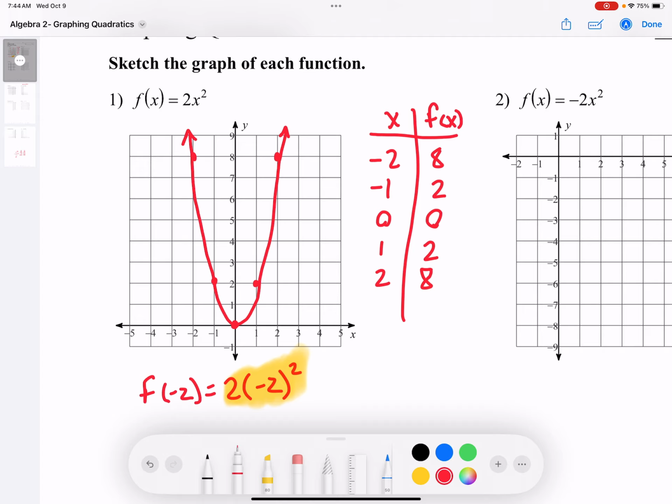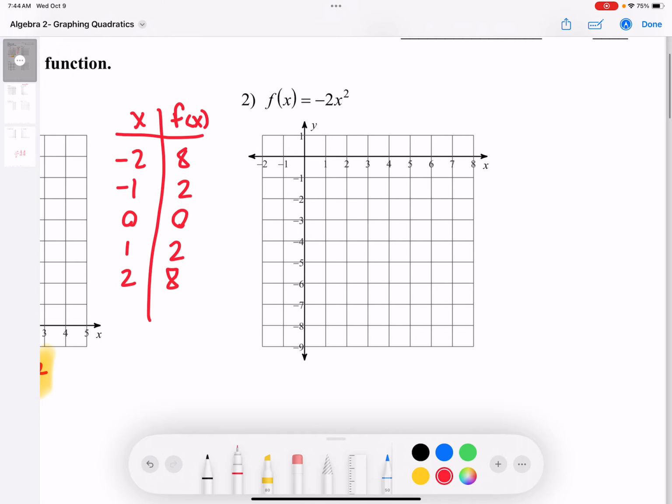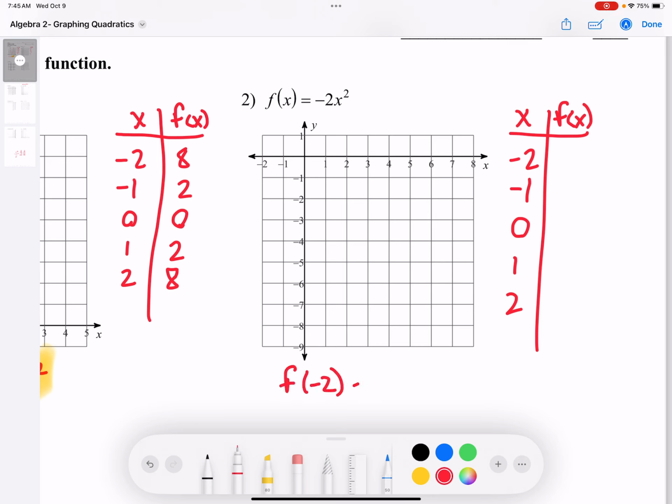Okay? So let's look at number 2 together. The only difference between 1 and 2 is that negative out front. So all it's going to do is flip it over. But we're still going to make our table, and we are going to use -2, -1, 0, 1, and 2. So 1 through 5, you're using all of those same values for x. They do not change. So f of -2 equals -2 parentheses -2 parentheses squared. We type that in our calculator, and we get -8 in this case.